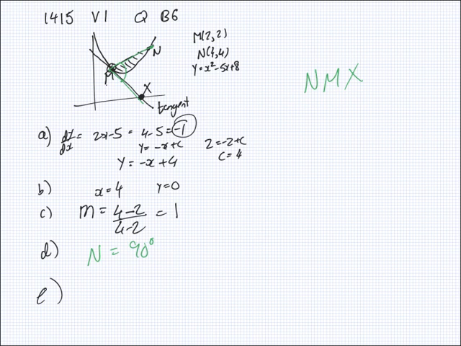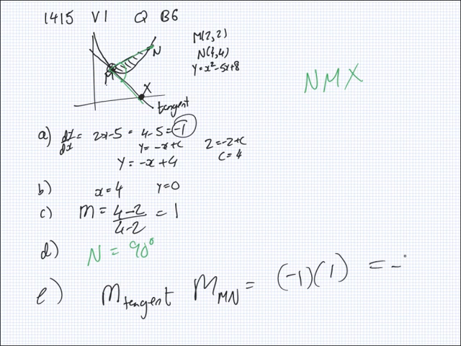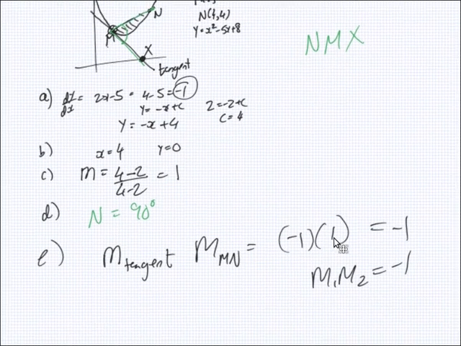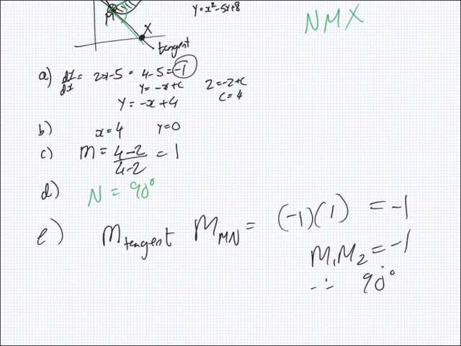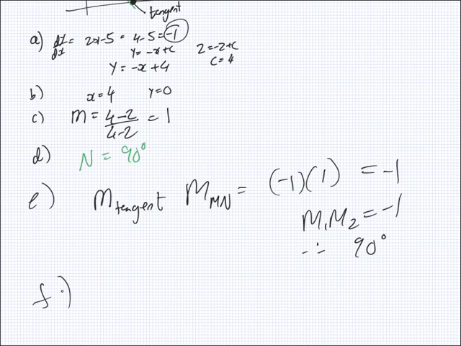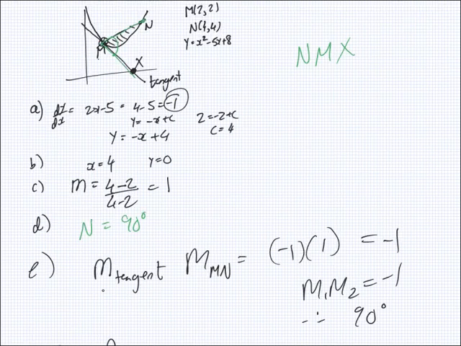Yeah, but I think we might have to flesh it out a bit more than that. So, look, the slope of the tangent multiplied by the slope of MN equals minus 1 multiplied by 1, which equals minus 1. And you know if you multiply slopes and get minus 1, they're perpendicular.